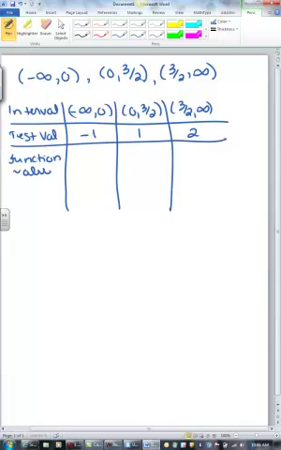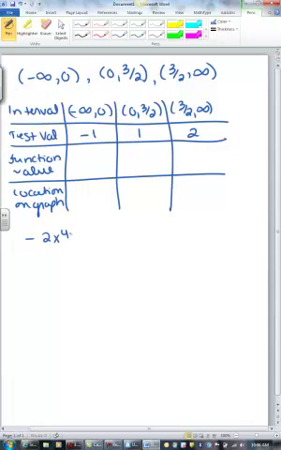The function value. When I plug it into my polynomial, what do I get? And then the location on the graph. When I take my negative 1 and plug that into my function, and again, my function is negative 2x to the 4th plus 3x cubed, I get negative 5. If I take the 1 and plug it in, I get a 1. If I take the 2 and plug it in, I get a negative 8. So these become points on my graph. This allows me to figure out where things are going to be placed.